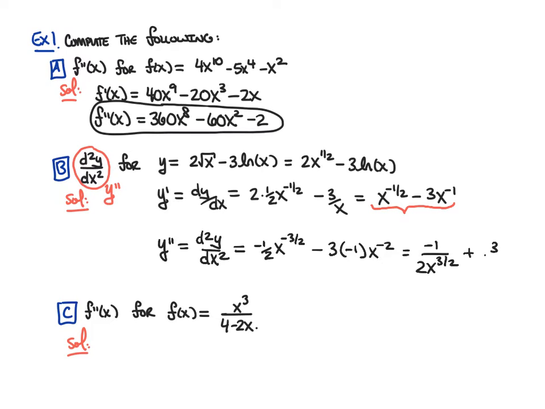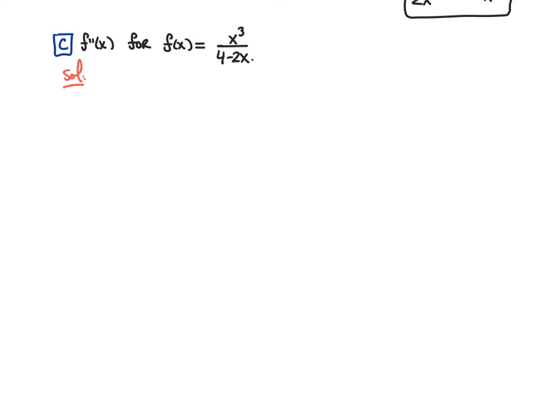So we have actually plus 3 over x squared. And there's your second derivative. So it's just practicing derivatives, but you have to do it twice. Part C here is a little more involved, because to find f prime, we do need the quotient rule.